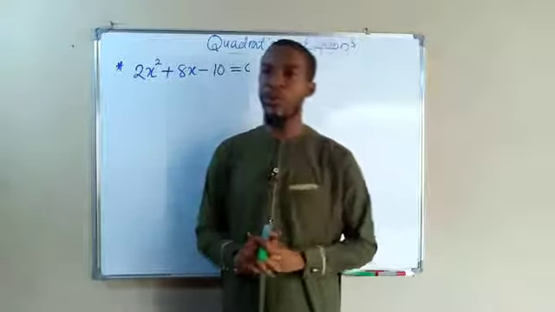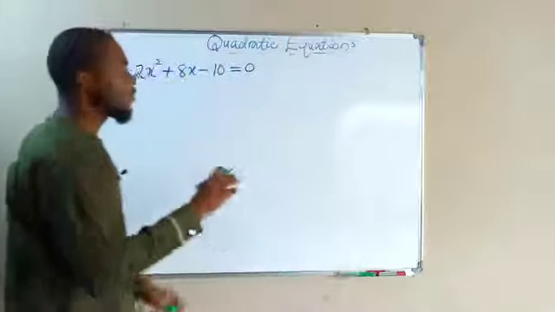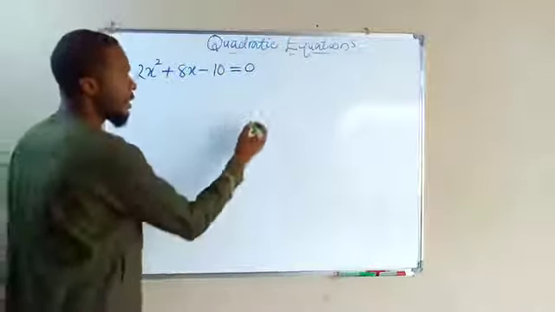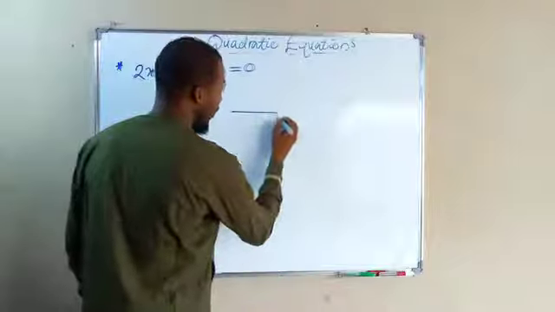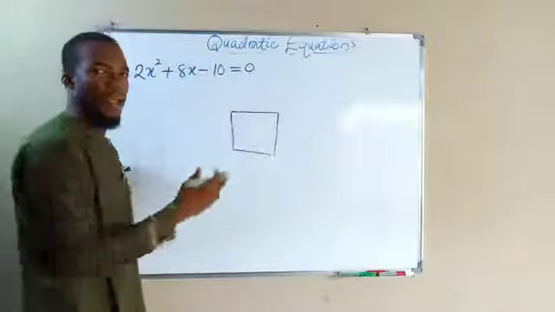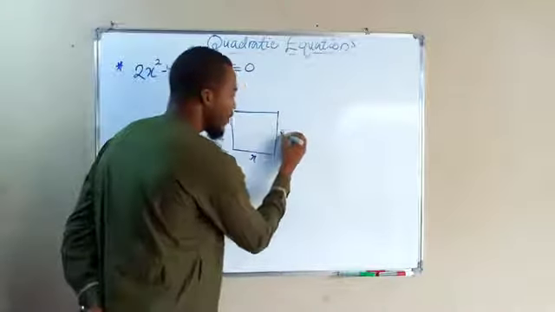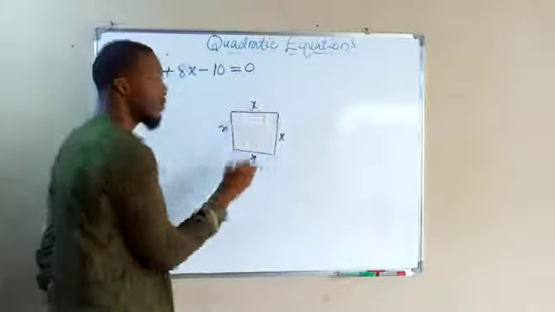Before we go on, I want us to understand what is meant by a square. A square is a plane figure that has equal dimensions. All sides are equal in a square. So if this side is x, all other sides will be x.